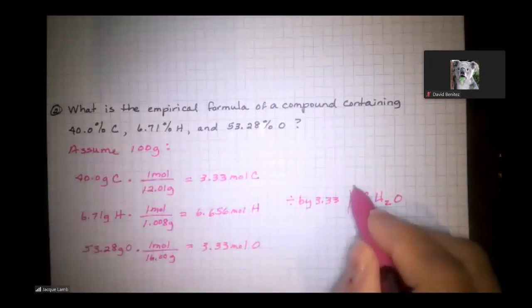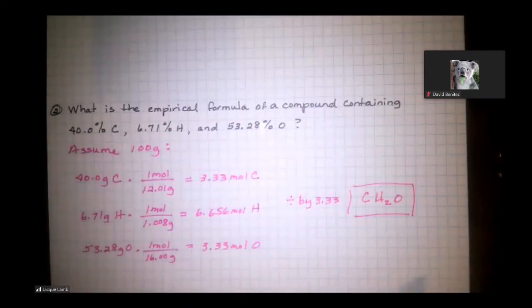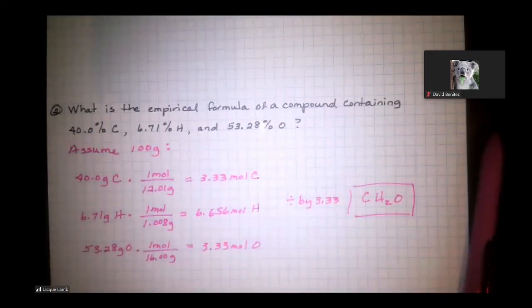And that is our whole number ratio. We don't have to multiply by anything this time. It comes out in a whole number ratio. So that's the empirical formula for this compound. Okay.